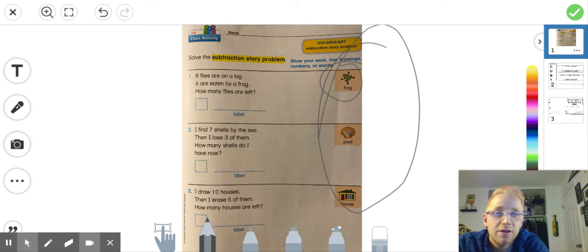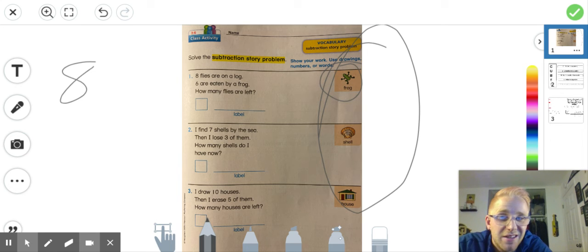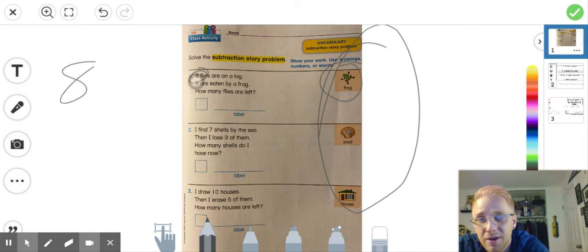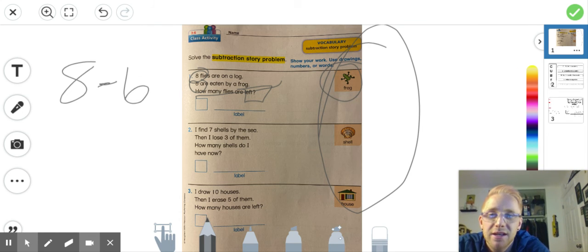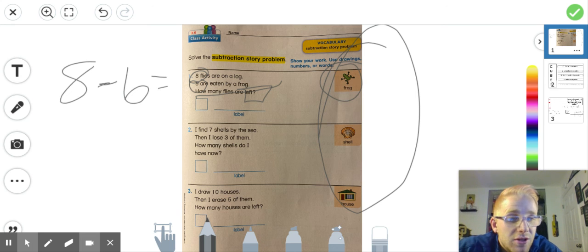Now, I'm going to help us get started, and I'm going to say, okay, I see 8 and a 6. Now, I know that I'm going to start with 8 because there's 8 flies on a log. So looking at my 8 and my 6. How many flies are left? Like I said, we're using flies. Left is my box action word. So I know that math action word. So I'm going to do 8 minus 6 equals what? And that's what I'm trying to solve there.